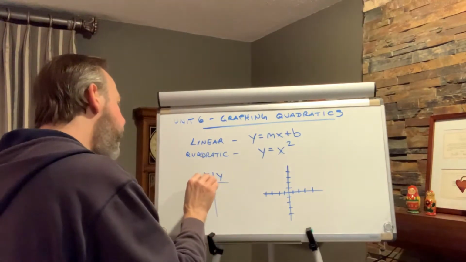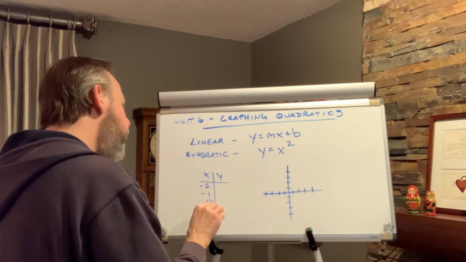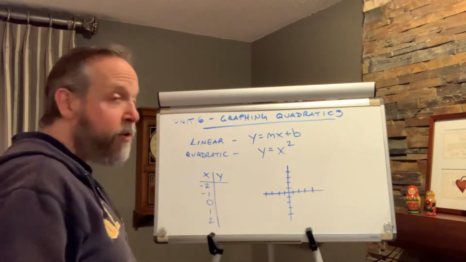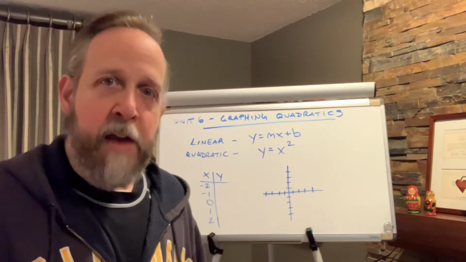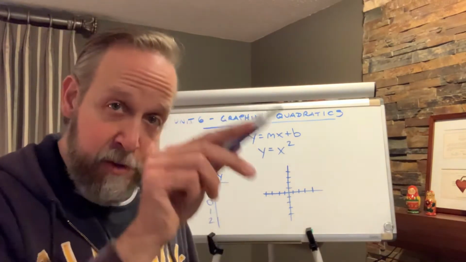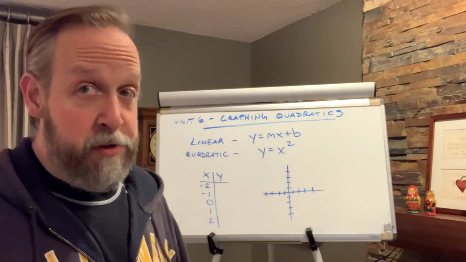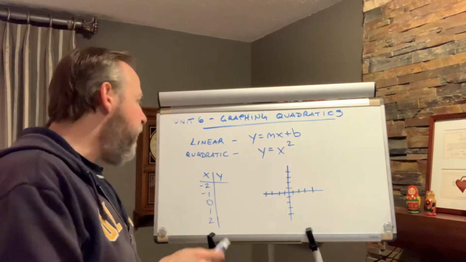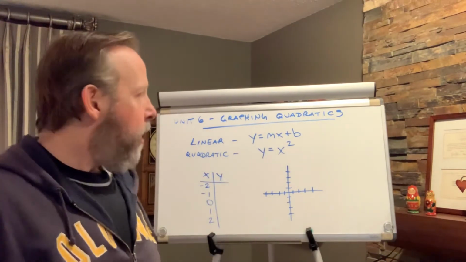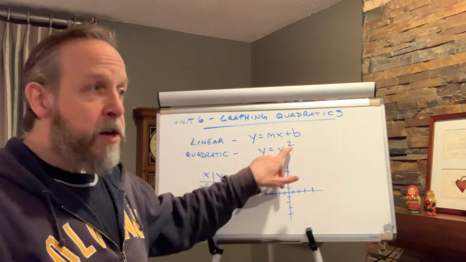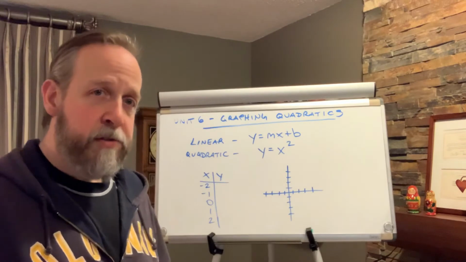I'm going to choose x values of -2, -1, 0, 1, and 2. I am choosing 5 input values. It is best to choose 5 input values so you can see the shape of the curve. Those are the easiest ones to choose. And each one gets plugged into the equation. So if x is -2, y is -2 squared. -2 times -2 is 4.